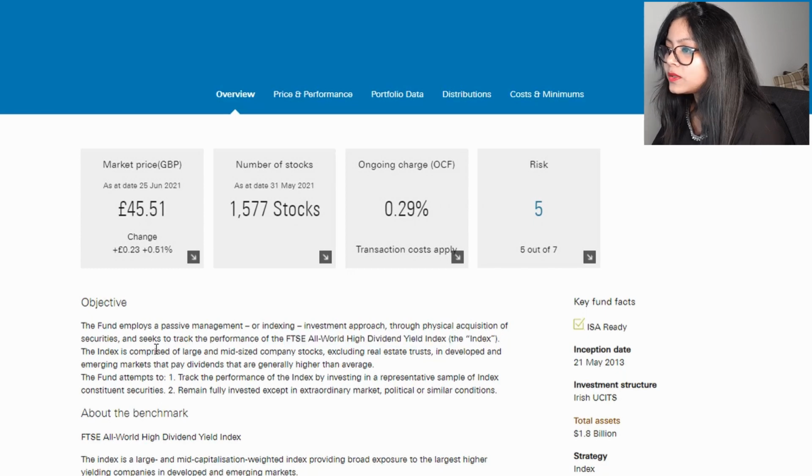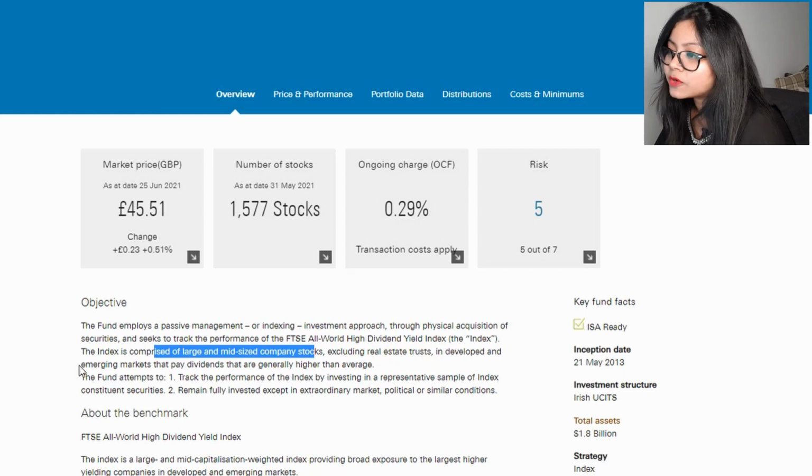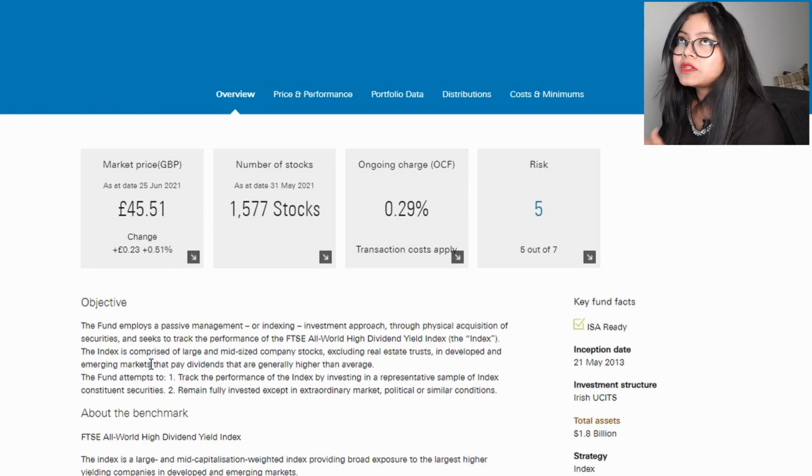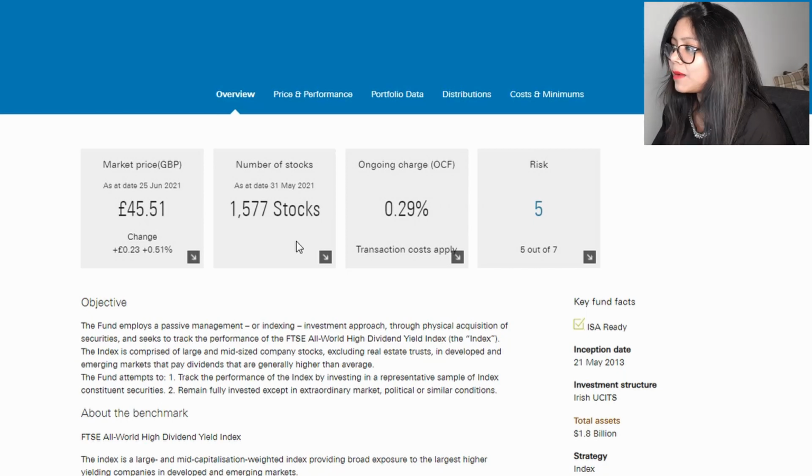The index holds large and mid-sized companies and excludes REITs. An interesting thing to note about this ETF is that they also hold exposure in emerging market companies. The first one we looked at was an active fund against a developed market benchmark, but this one holds emerging market stocks as well. In terms of fees, about 0.29%. So this is in the middle of the range between the two.